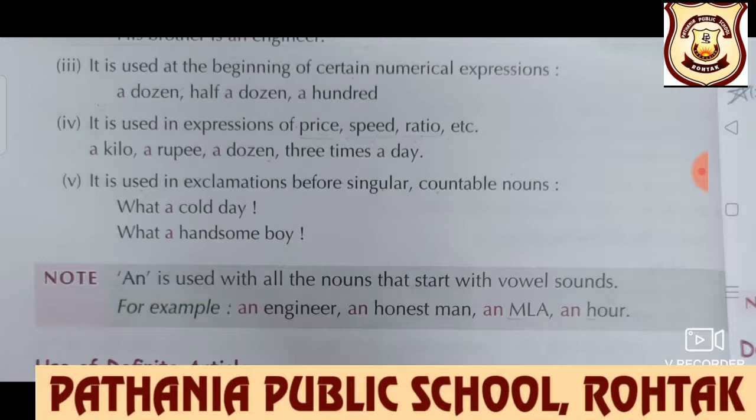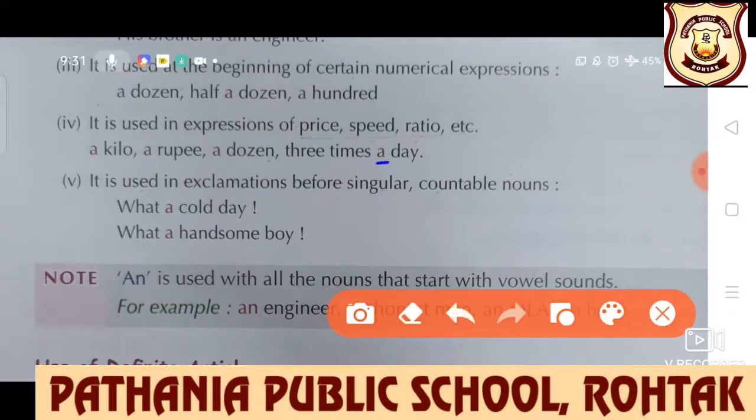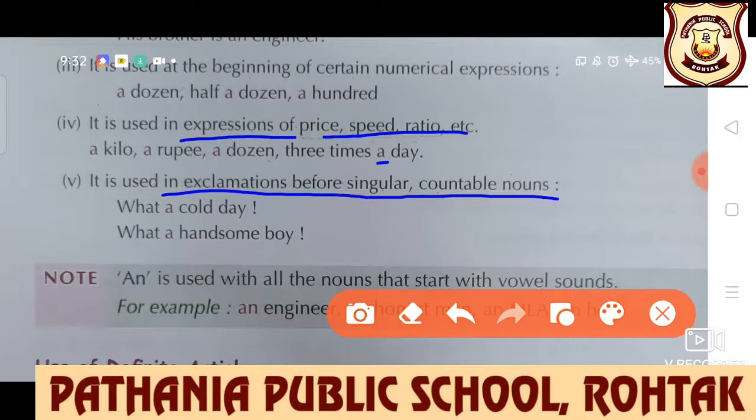Next, it is used in expressions of price, speed, ratio, etc. A kilo, a rupee, a dozen, three times a day. So for price, speed, and ratio, the indefinite articles a and an are used. It is used in exclamation before a singular countable noun. What a big scenery! What a cold day! What a handsome boy! So in exclamations before a singular countable noun, a and an are used.